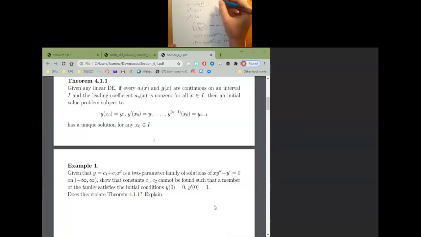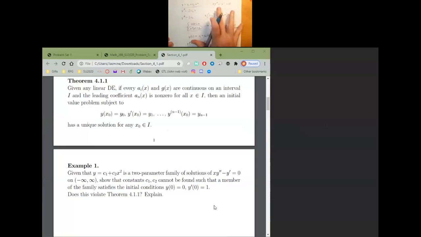So the equation that we are using, this is x times y double prime, minus y prime equals 0. Is one of the leading coefficients 0? So it's not because of that. Even though, so it's intriguing.